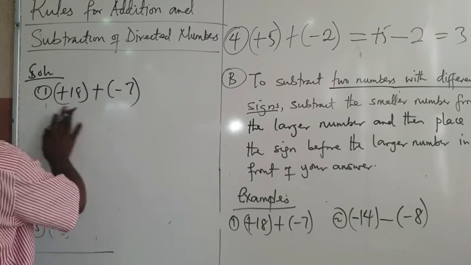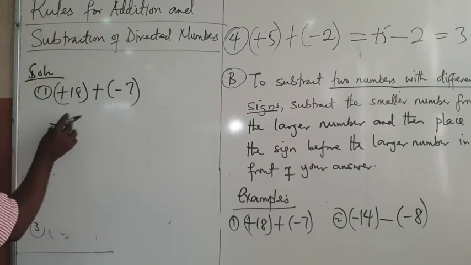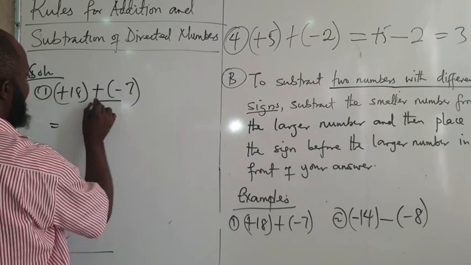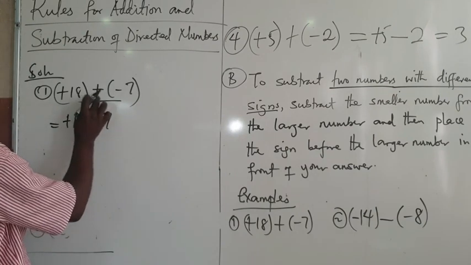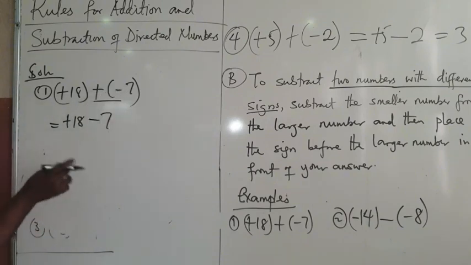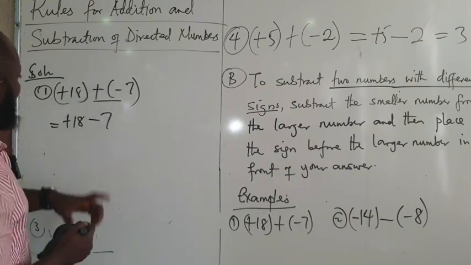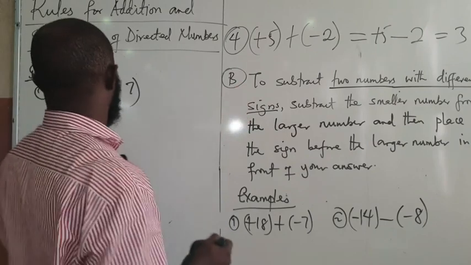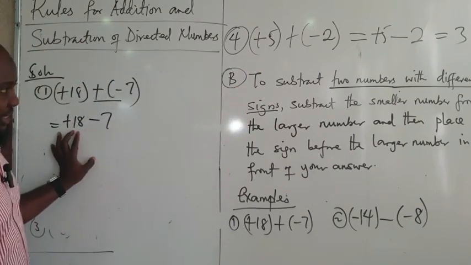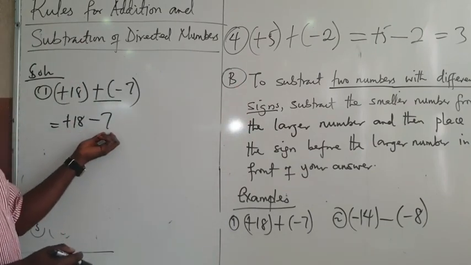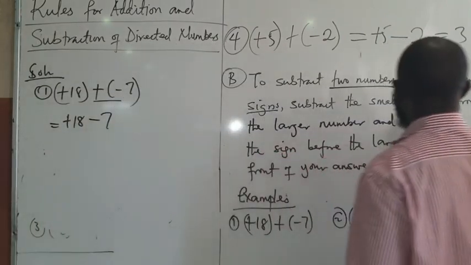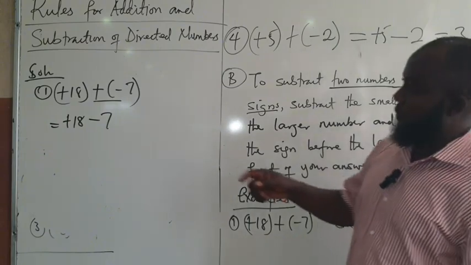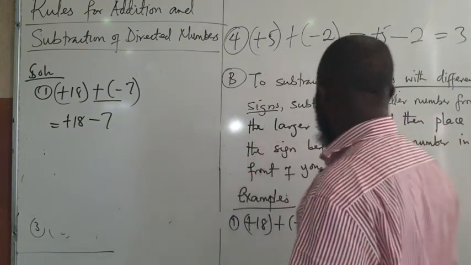So let's first of all apply the first rule here. So the first rule is that this and this return to what? And that's plus 18 minus 7. Plus times minus is minus. Now you can now see that we are subtracting 2 numbers with different signs, 18 and 7. Now the rule is that subtract the smaller number. What is the smaller number here? It is 7. I hope I'm making sense.